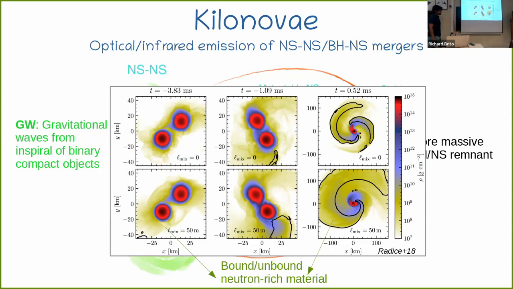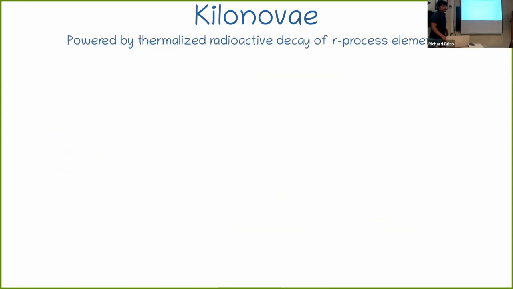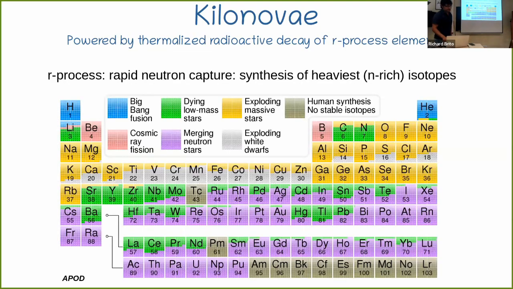And exactly this material that is very neutron rich is what's going to power the optical and infrared emission of the kilonova. So the kilonova basically is the radioactive decay of these heavy elements that are produced during this merger process from the neutron-rich material. So basically, you are producing a lot of R process elements, which later radioactively decay, generate a lot of gamma rays that are thermalized into optical and infrared. So what is an R process element?